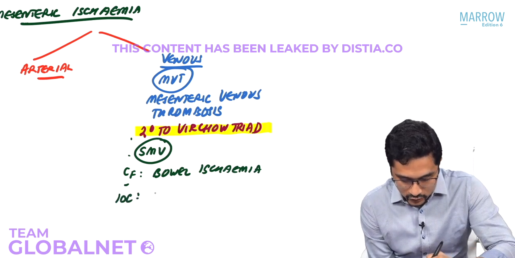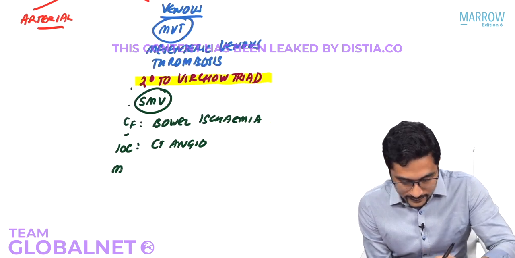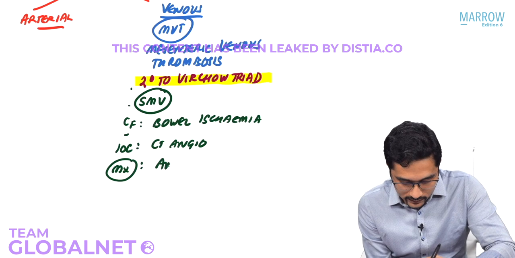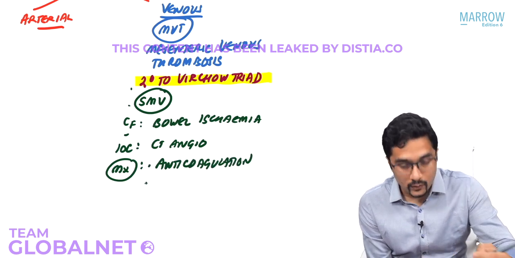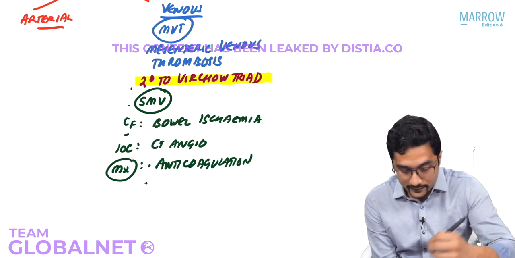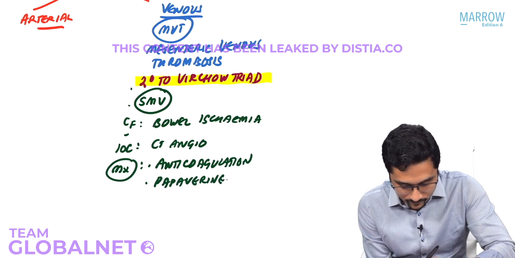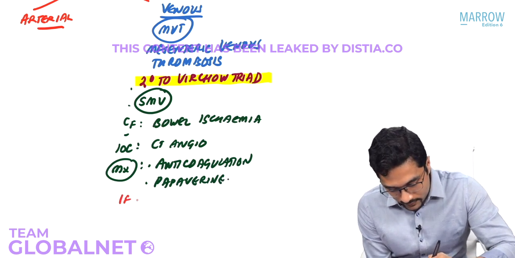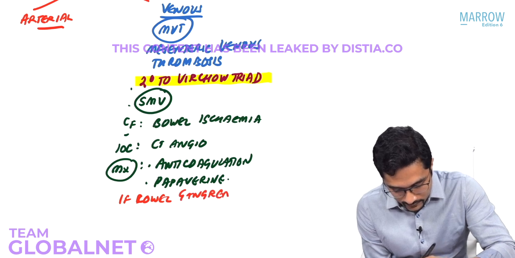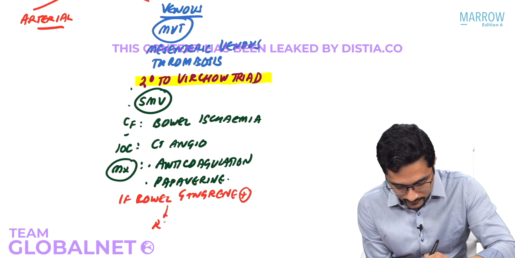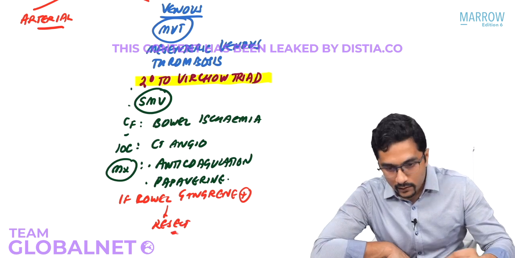The investigation of choice is a CT angiography. The management is anticoagulation, like it was the case in DVT. We give papaverine. Papaverine is a vasodilator. And if bowel gangrene is present, then you need to resect that portion of bowel.